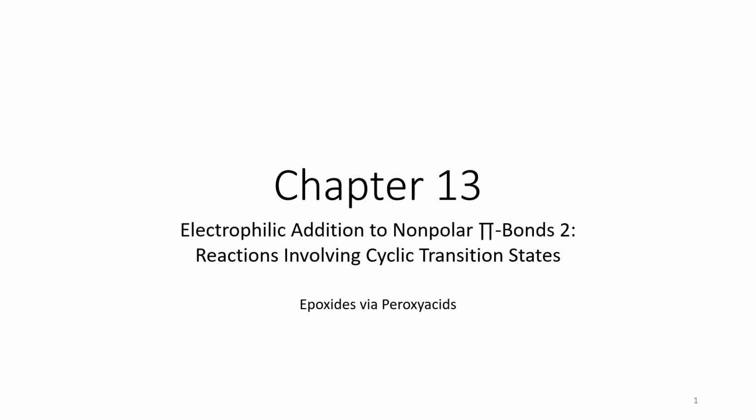In this section of Chapter 13, we're going to be looking at our epoxides again. This time we're going to be looking at how we can form epoxides through the use of peroxyacids. Remember, our epoxides are our three-membered rings that have oxygen as one of the members of the ring.